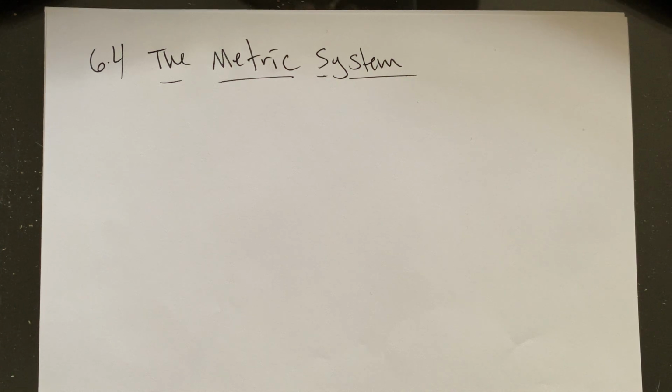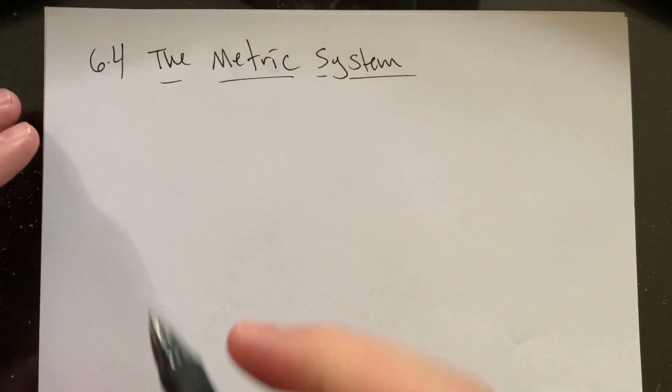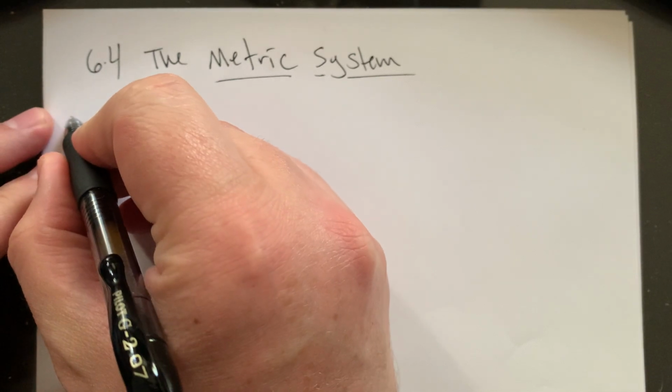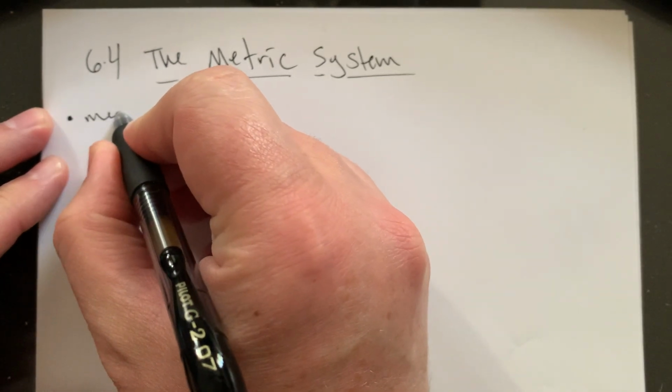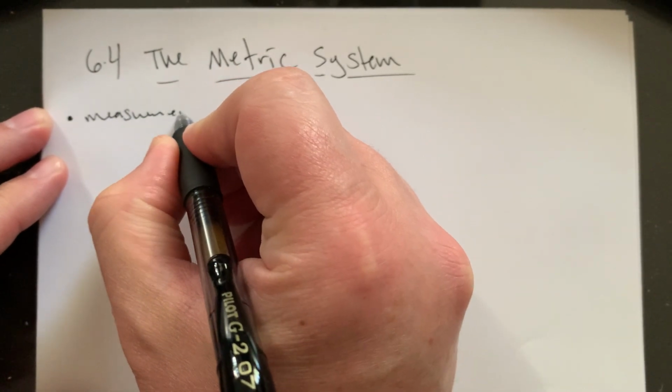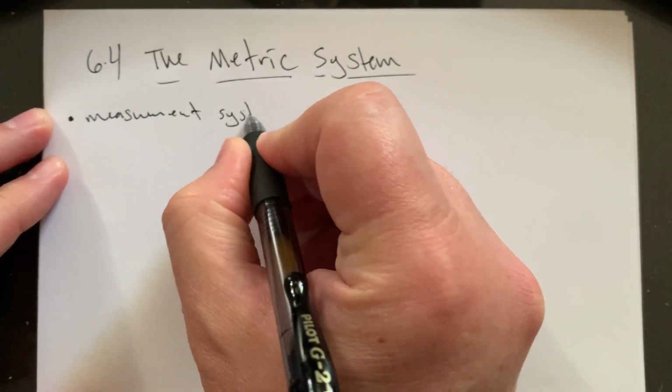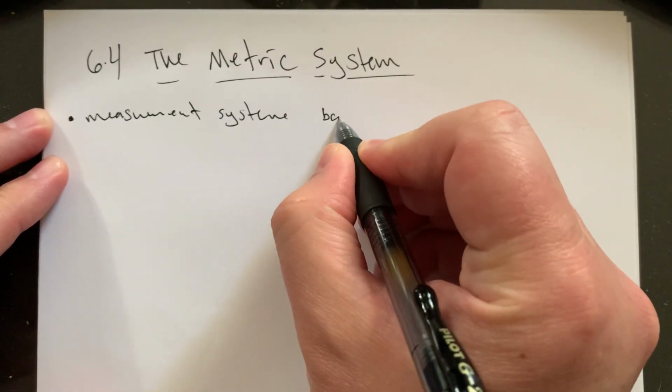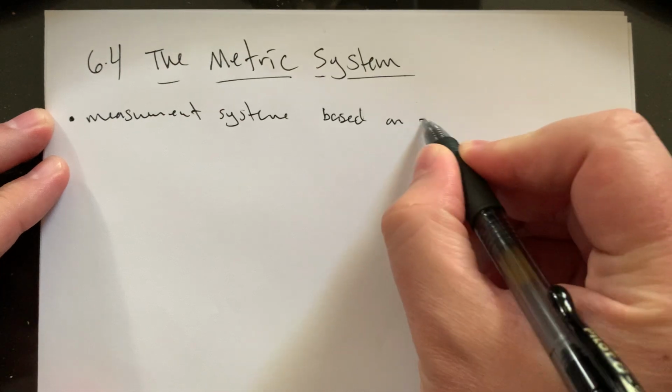The metric system, on the other hand, is designed on purpose to be very organized. And so the sort of math system here is a measurement system based on powers of 10.